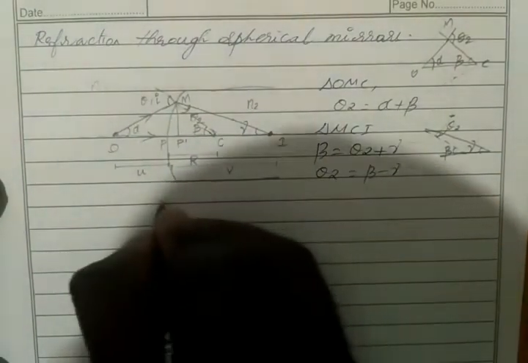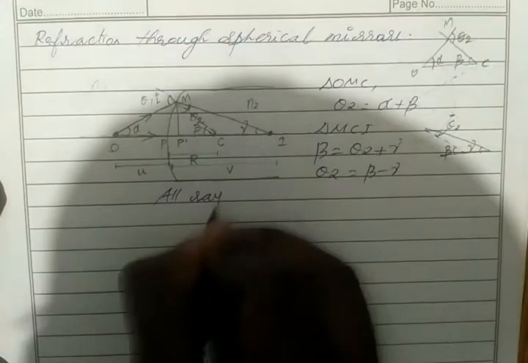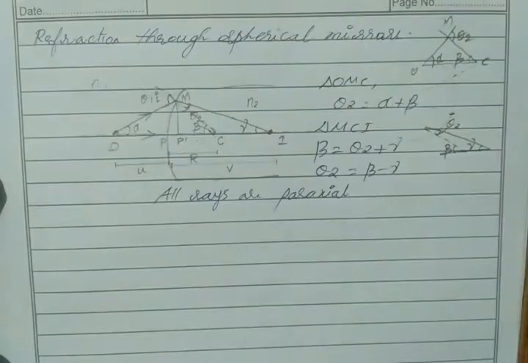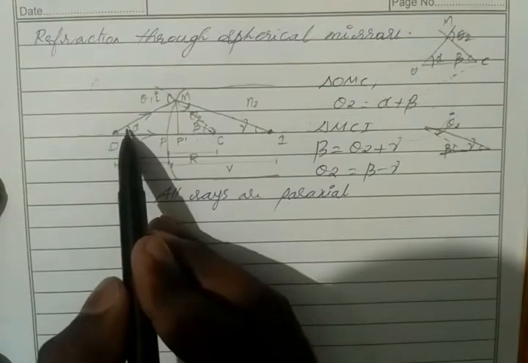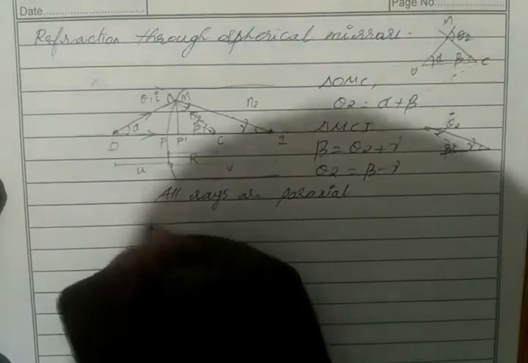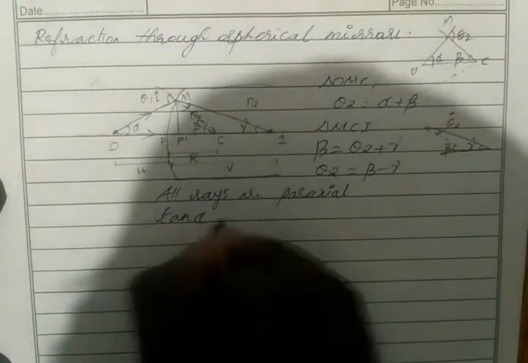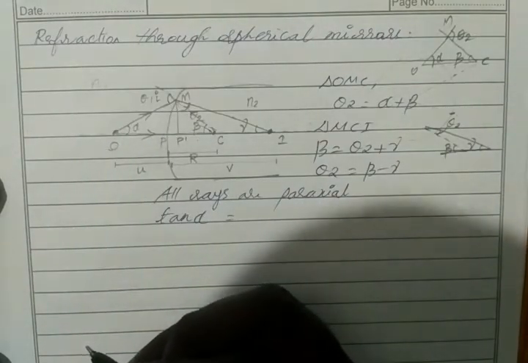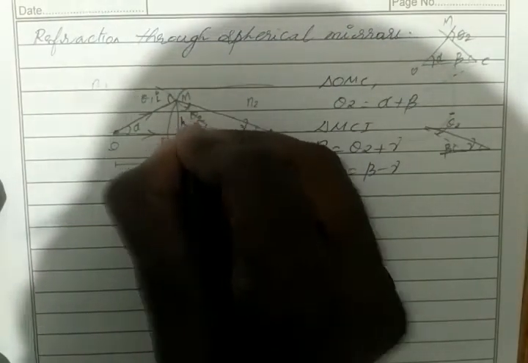We consider all the rays are paraxial. So for paraxial rays we take sin theta equal to tan theta. Correct? So for the paraxial ray, we can apply tan theta. So first we apply tan alpha for this triangle, triangle OMP dash. If I apply tan alpha, the trigonometric function is opposite by adjacent. Opposite is nothing but height, this MP dash is height.